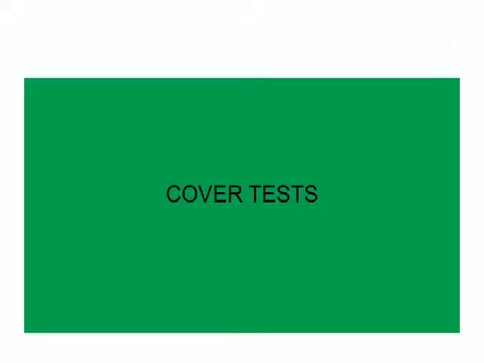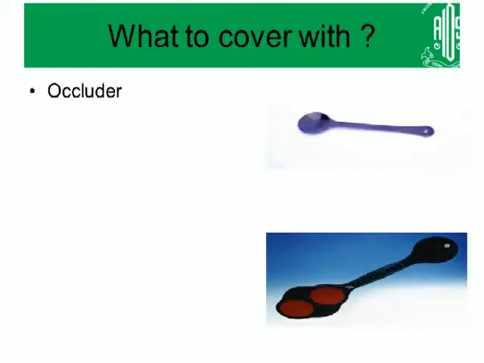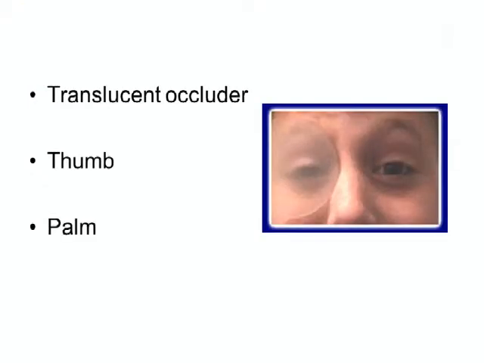Cover test. So we're going to go over the cover test in very simple language. When do you do the cover test? It's done after the sensory examination. You cover with an occluder, or you can cover with the thumb and the palm. Do you remember in that video that the little girl kept pushing me off while I was trying to put my thumb and my palm and all that? But some kids will allow you to do that. They may be a little bit more intimidated by a solid occluder coming in front of their eyes.